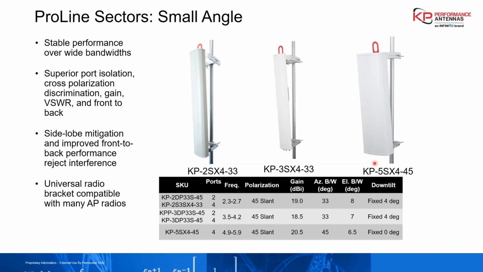Now, our ProLine sectors, just very quickly, we have a huge lineup of them, but I always like to focus on our small angle sectors. These are great for your densification or where you want to get a very high signal strength in a small area. So very similar to a horn. In fact, if there was a 3 gig horn or 2 gig horn, they would be equivalent in terms of the azimuth patterns. So very good side lobe levels in front to back and high gain, 19 to 18.5 and 20.5 dBi gain for a 5 gig version. And they come in 2-port and 4-port flavors.